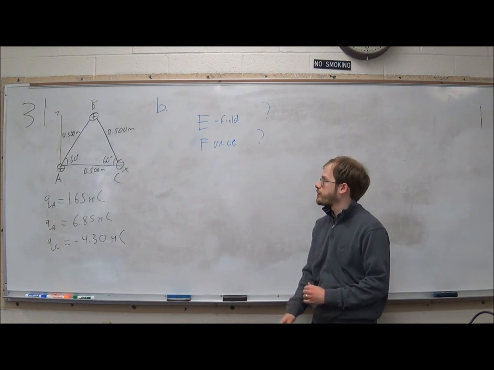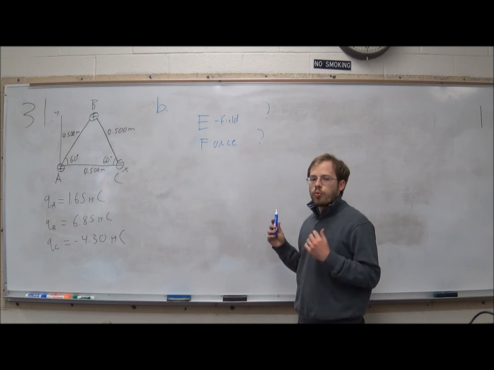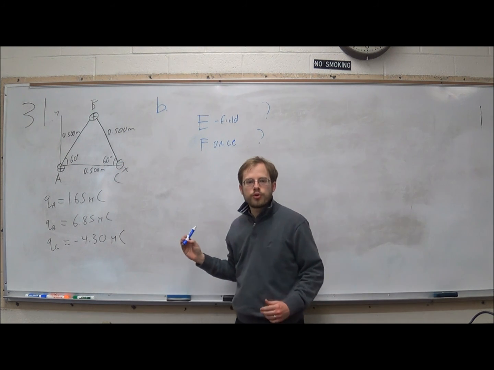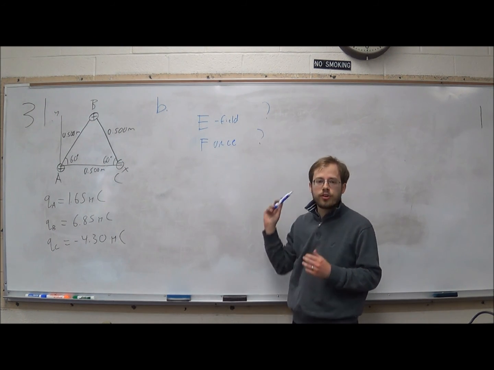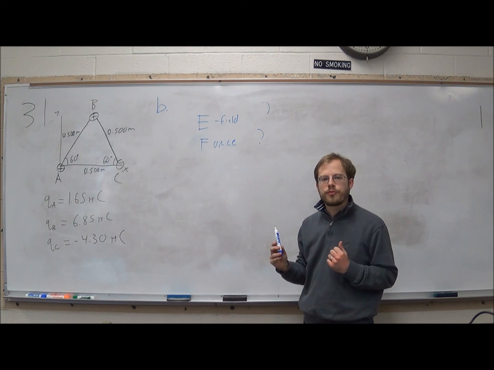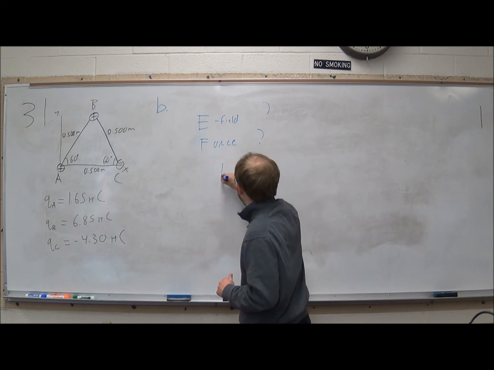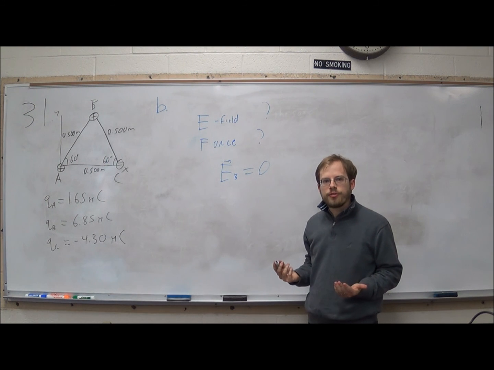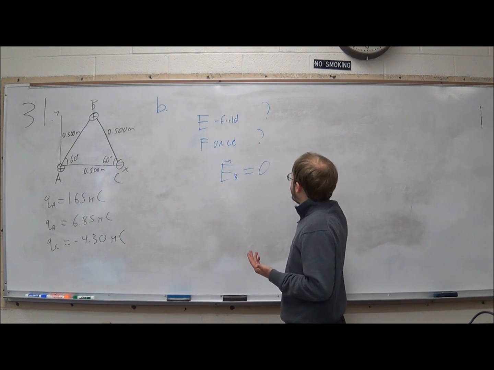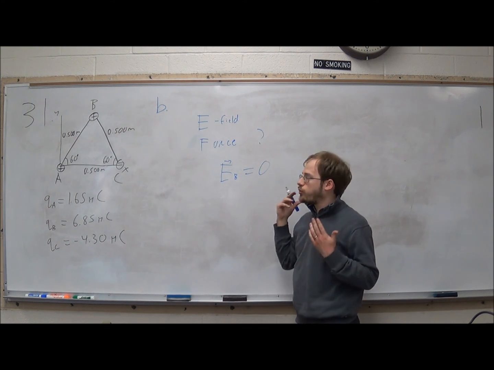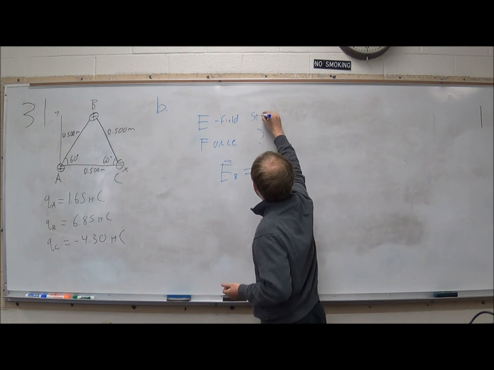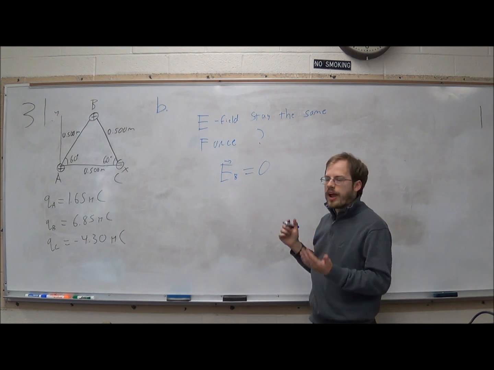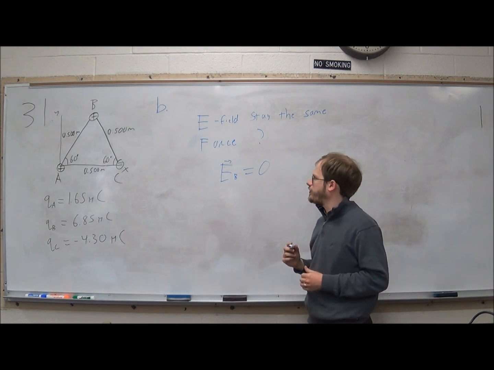Finally, let's solve part B. So in part B, we are asked to consider what would happen if I halved charge B. So I divided 6.85 microcoulombs by 2. So what would the impact be on the electric field at point B, and what would be the impact on the electric force? Well, remember from earlier that the electric field due to B at point B is equal to 0. It doesn't have any impact on itself. So therefore, the electric field, no matter what I do to charge B, will stay the same. Because we don't have that second Q in our electric field equation.